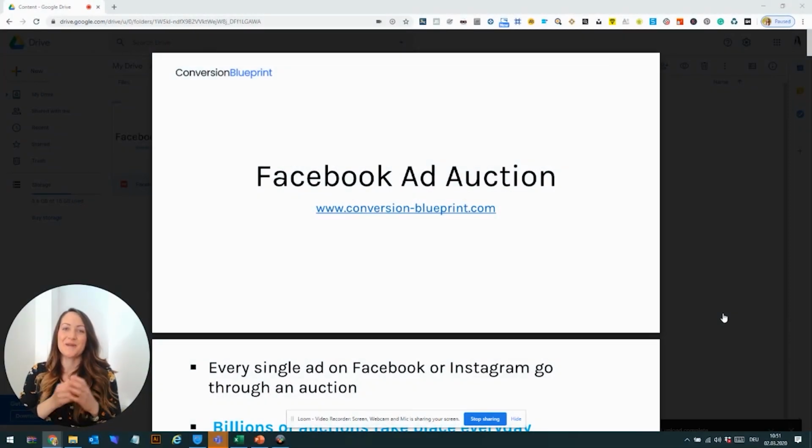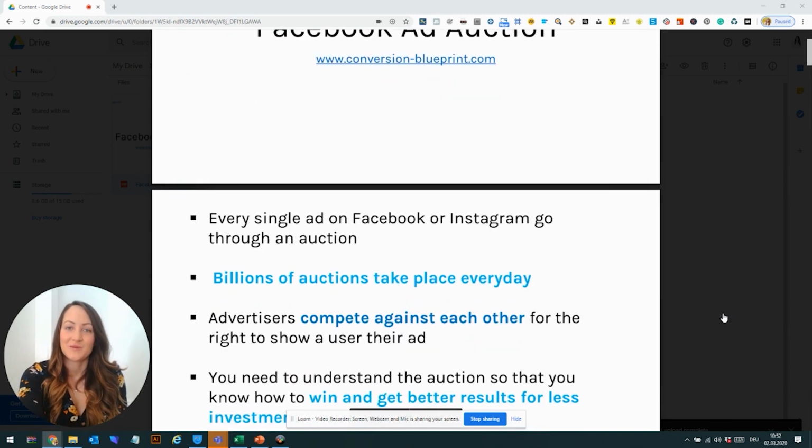Okay guys, so welcome to this mini course about the Facebook ad auction. It is really important to understand that every single ad on Facebook or Instagram, or belonging to Facebook, goes through an auction. There are literally billions of auctions that take place every single day. And this is what we refer to as Facebook's algorithm. Facebook's ad algorithm is nothing else than this auction. The auction is AI driven, otherwise billions of auctions would not be possible every day.